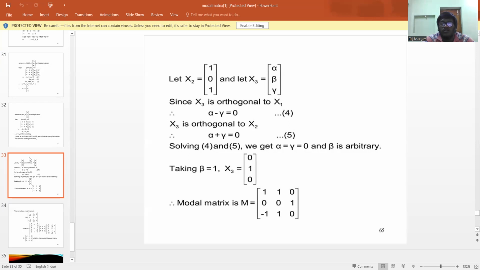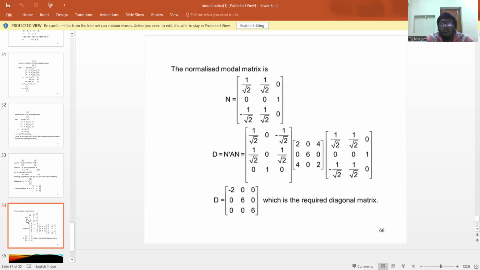Therefore, the model matrix is M is equal to [1, 1, 0; 0, 0, 1; minus 1, 1, 0]. The normalized model matrix is N is equal to [1 by root 2, 1 by root 2, 0; 0, 0, 1; minus 1 by root 2, 1 by root 2, 0].